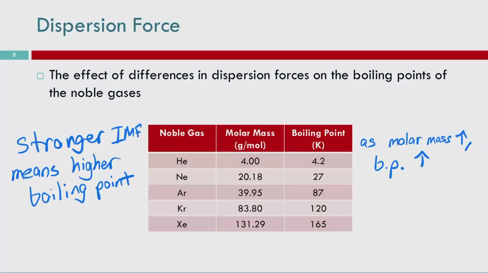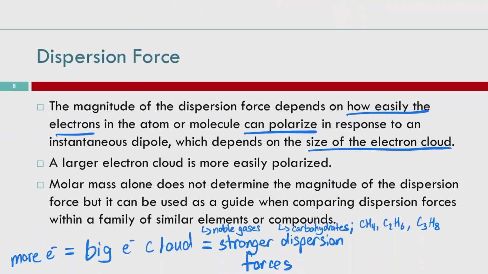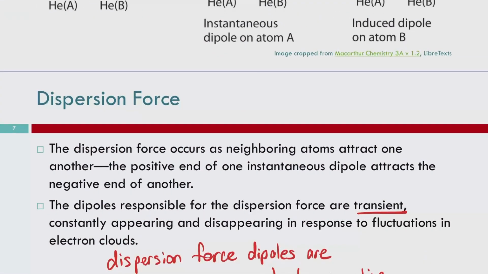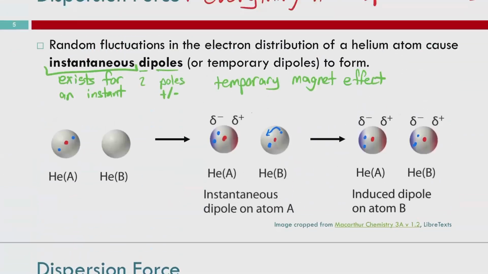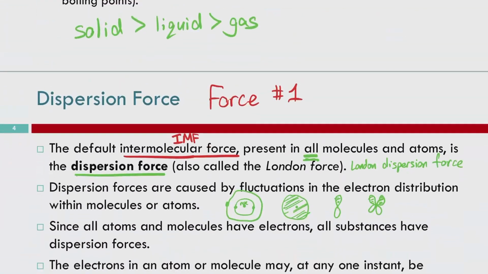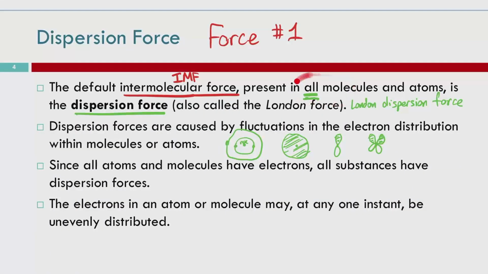And dispersion forces exist in, where is it? All molecules. Anything that has electrons has dispersion forces, at least to some extent, even if it's a very, very small extent. So it's present in all molecules and atoms. This is our baseline force, the dispersion force, the London dispersion force, the London force, whatever you want to call it, all of those work.